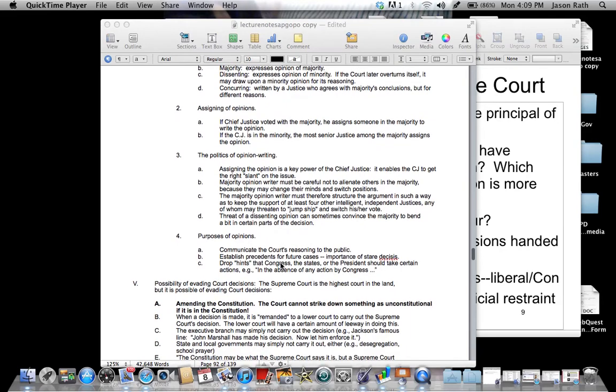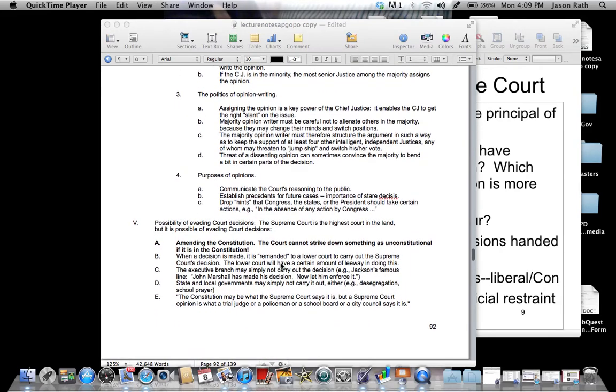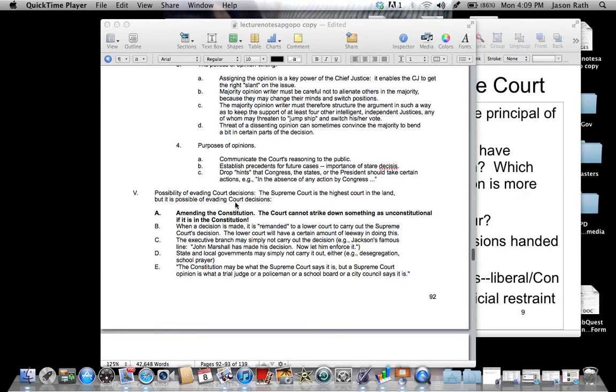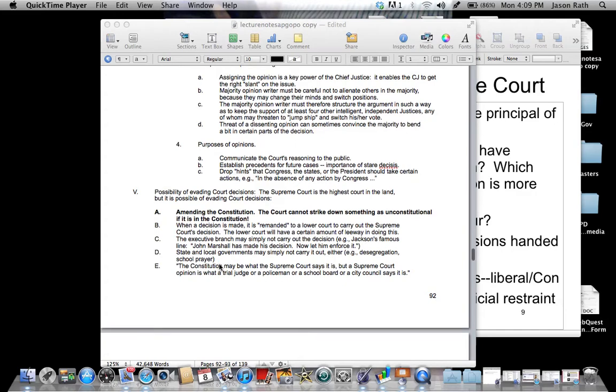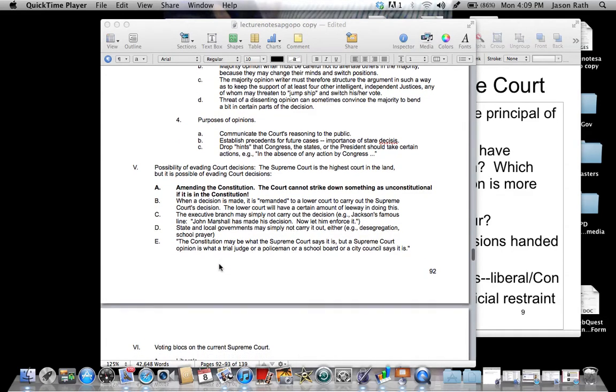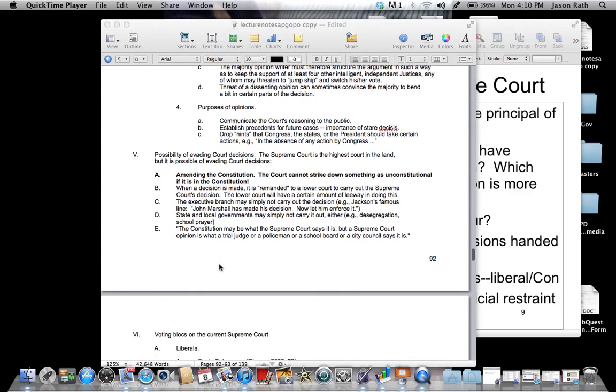Let's go down here even further. We're skipping ahead. I don't ask you these questions, but it says here possibility of evading, which means the Supreme Court gives you a decision and you decide you're not going to listen to it. So the Supreme Court is the highest court in the land, but it is possible to evade, which means to ignore their decision. How do you do it? Amend the Constitution. The court cannot strike down something as unconstitutional if it's in the Constitution. And then the one I want to focus on is C. The executive branch may simply not carry out a decision.